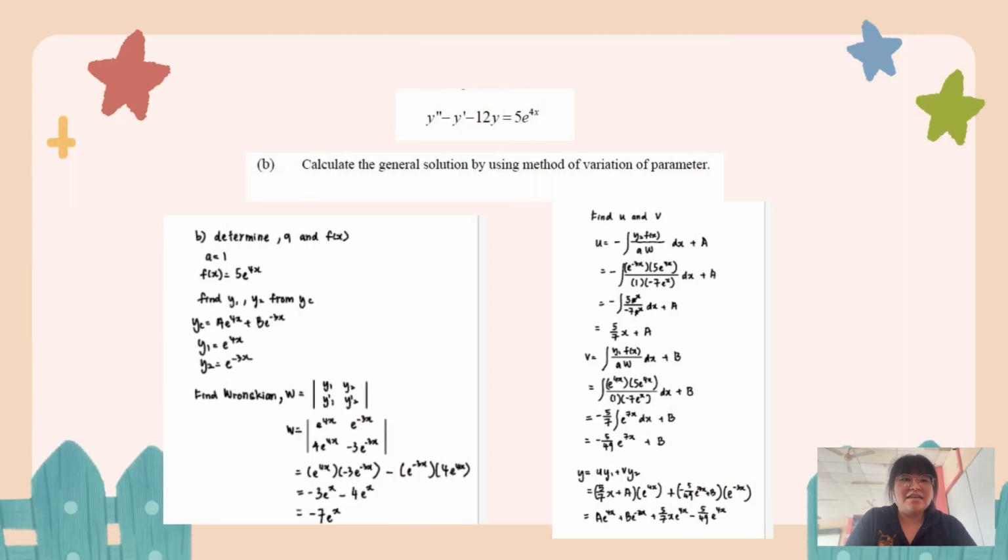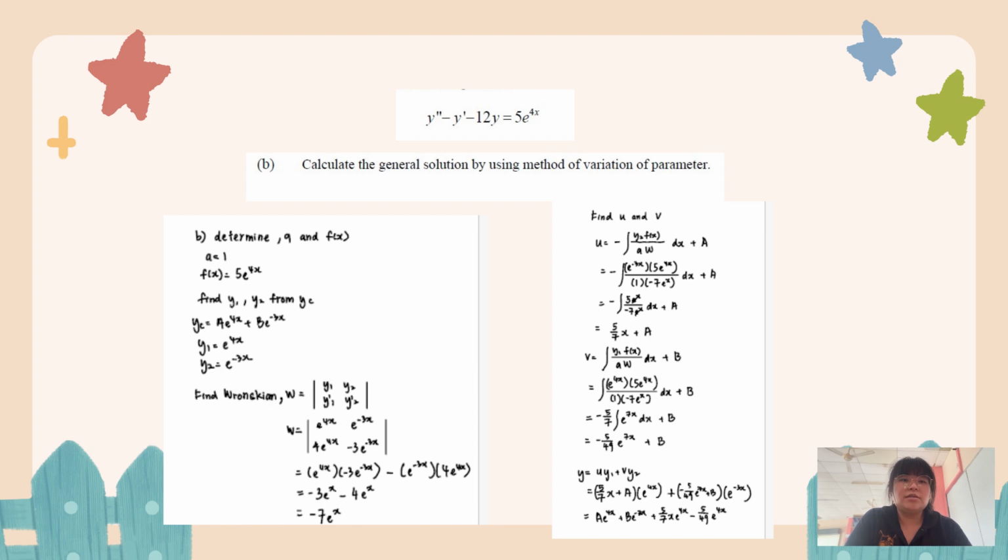For part B, we need to calculate the general solution by using the method of variation of parameters. At first, we need to determine the value of a and f(x), which is a is equal to 1, f(x) is equal to 5e to the power of 4x. Then we need to find y1 and y2 from yc. yc we can get is ae to the power of 4x plus be to the power of negative 3x. So y1 is equal to e to the power of 4x, y2 is equal to e to the power of negative 3x.